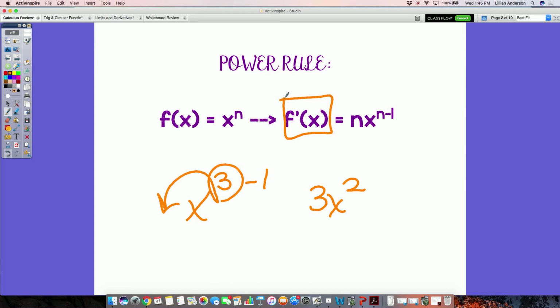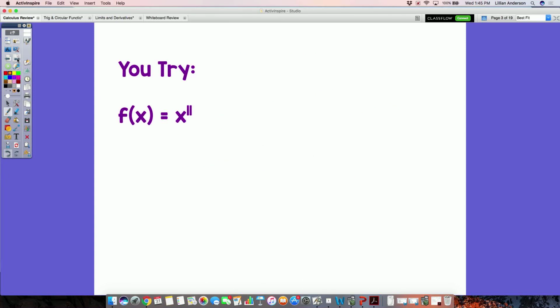Let's practice the power rule. On your desk, okay? I want to test on the power rule. Can we do that? Like a quiz right there. Find the derivative of this. All right, so what's the derivative? 11x to the 10th. Very good, because again, you bring the exponent down, you subtract 1 from your exponent.